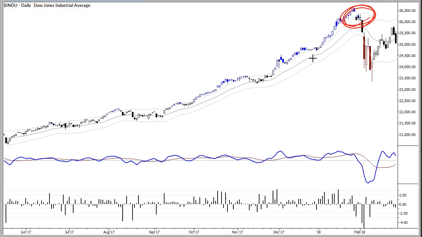And even though we can go back and find some little pullbacks that worked out, I would suggest that trying to trade this kind of trend in any kind of normal way is very painful and very difficult.